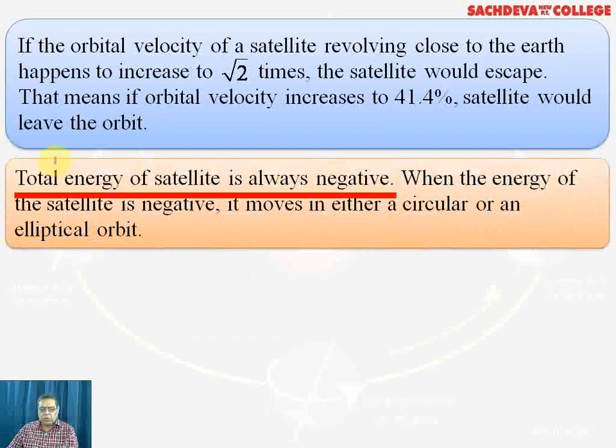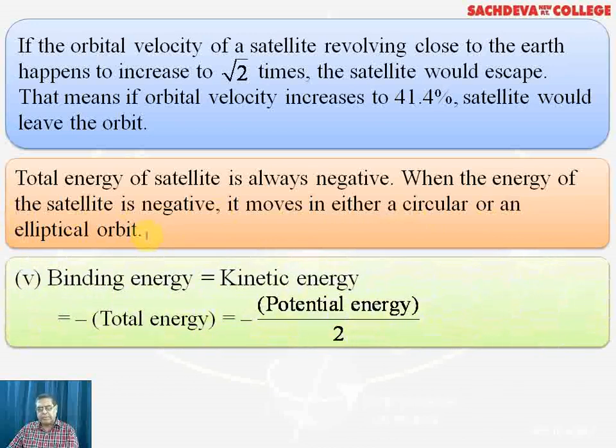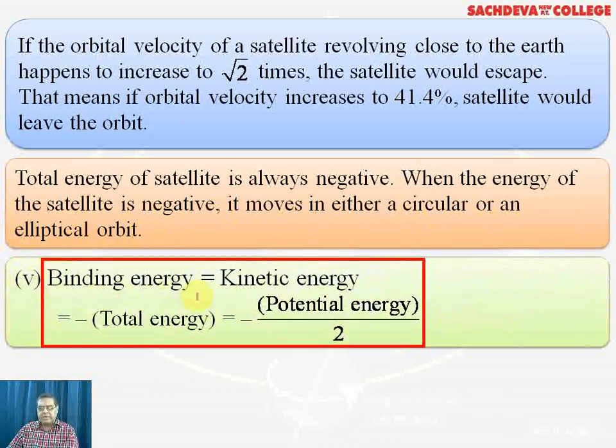Now, total energy of satellite is always negative. When the energy of the satellite is negative, it moves in either a circular or elliptical orbit. So up to the time the energy is negative, it means it is moving in an orbit. Now binding energy is equal to kinetic energy, and kinetic energy is equal to minus total energy, that is equal to minus potential energy divided by 2.